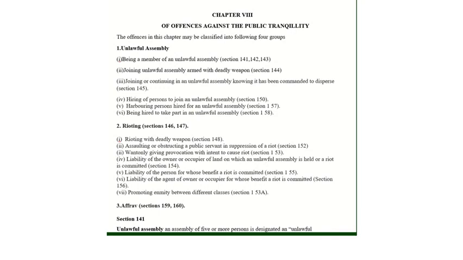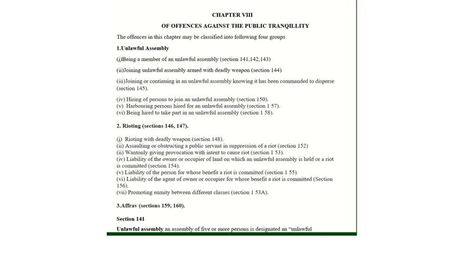Section 154 talks about the liability of the owner or the occupier of land on which an unlawful assembly is held or a riot is committed. 155 talks about the liability of the person for whose benefit a riot is committed, and 156 talks about the liability of the agent of the owner or occupier for whose benefit a riot is committed. Section 153A talks about promoting enmity between different classes, and the rest are mentioned in sections 159 and 160. But our main discussion is on unlawful assembly.